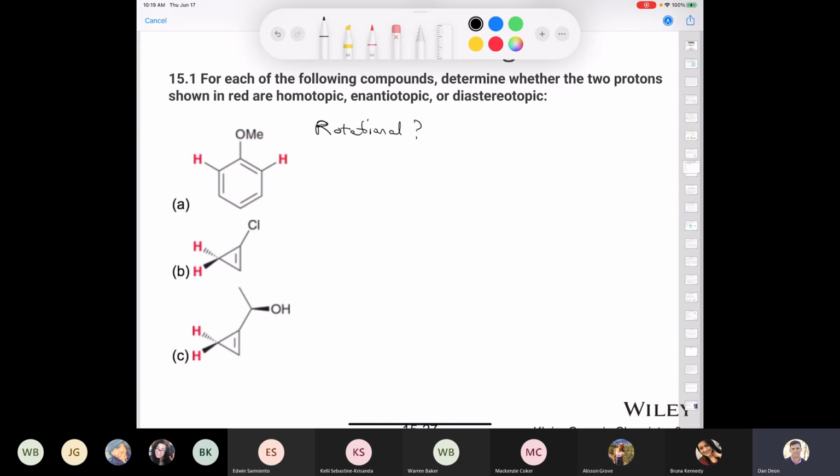Yeah, absolutely there is, right? If you spin this molecule around this axis right here, you end up with the exact same molecule. And so the answer is yes. So if there's an axis of rotational symmetry, could anybody tell me, would these be homotopic, enantiotopic, or diastereotopic?